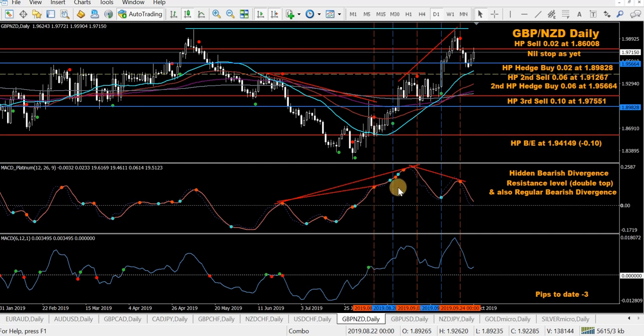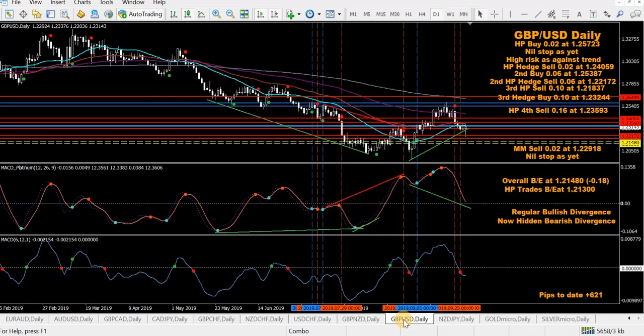I haven't got a Mod MACD trade on here, so I've just got HP sell, HP hedge buy, second sell, second hedge, third sell. There was my break even level, it came down, and now it's bounced up. So you can see the MACD Platinum's all above the 0 level, and it's coming down, so I might have to get a bit creative on this one also.